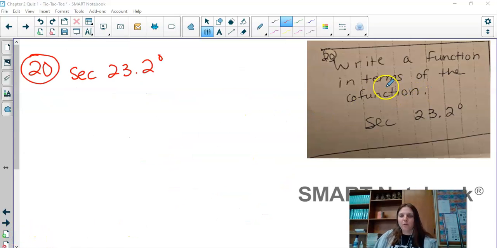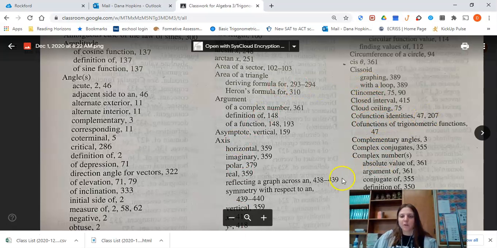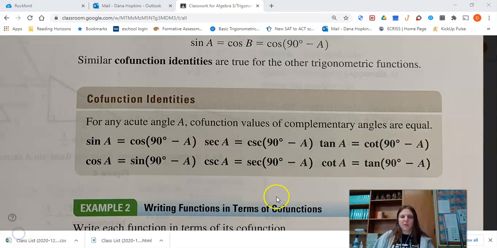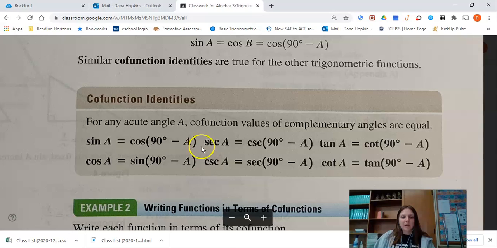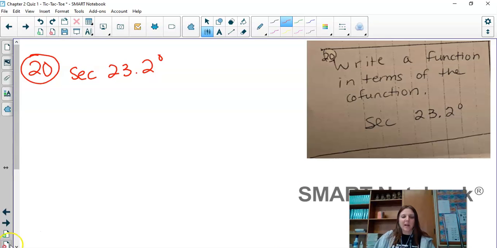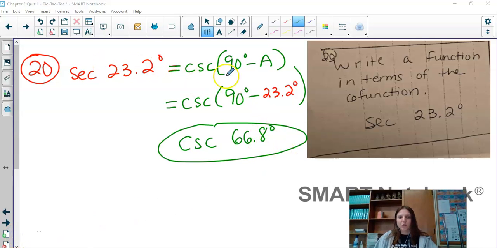So this is another cofunction, and if you don't remember the cofunctions or where they are, remember you can look in the index. In this index, it says that cofunctions are on page 47. So these are the cofunctions, and I'm looking for secant. So let's see. Secant of an angle equals the cosecant of 90 minus the angle. I'm going to write my angle in place of the A. I'm going to subtract, and I ended up with 66.8 degrees. And these are two cofunction identities.